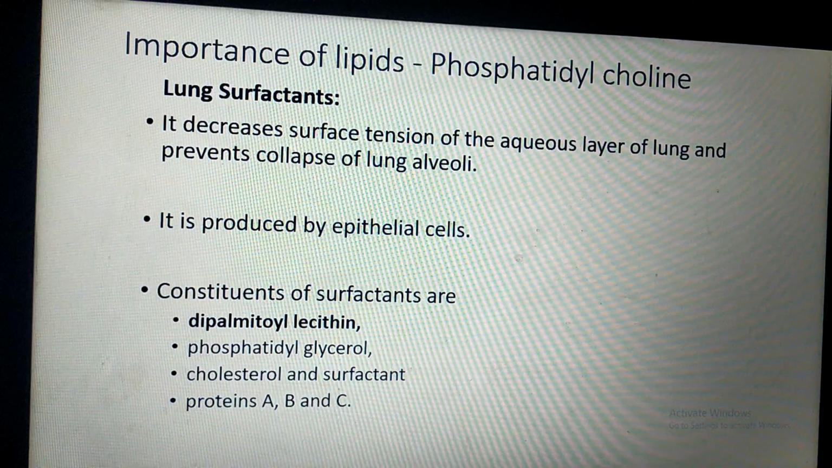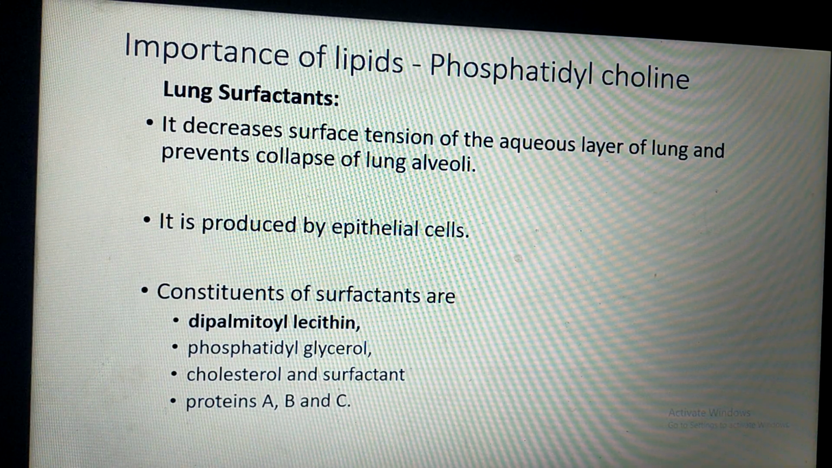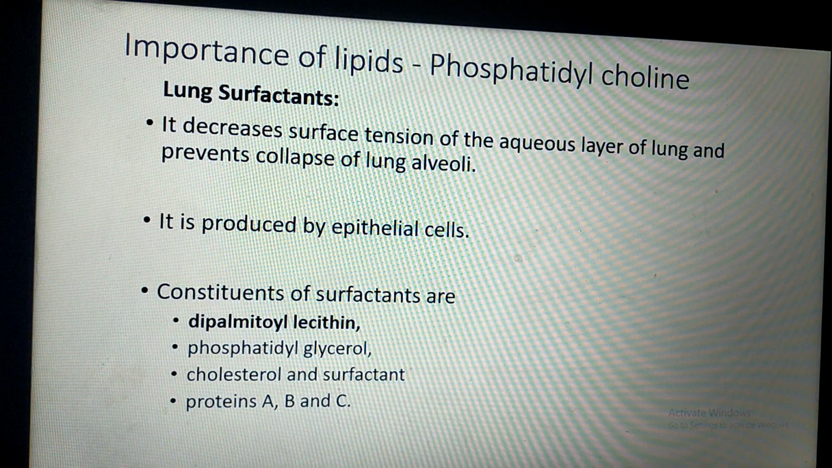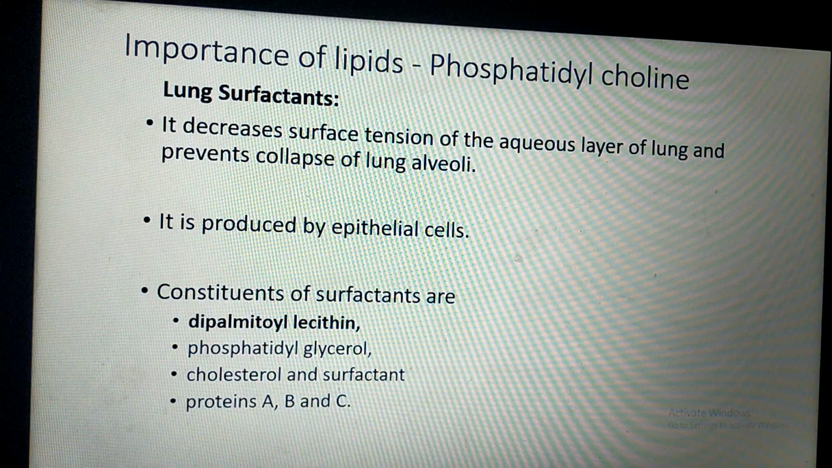Coming to the lung surfactant, phosphatidylcholine decreases the surface tension of the aqueous layer of the lung and prevents the collapse of lung alveoli. It is produced by epithelial cells. Constituents of lung surfactant are: the main constituent is dipalmitoyl lecithin, phosphatidylglycerol, cholesterol, and proteins A, B and C.